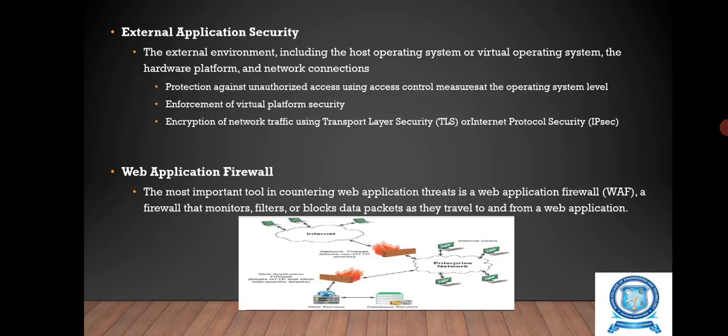External application security. The external environment includes the host operating system or the virtual operating system, the hardware platform, and the network connections. So, protection against unauthorized access using access control measures at the operating system level. Enforcement of virtual platform security. Encryption of network traffic using Transport Layer Security (TLS) or Internet Protocol Security (IPsec).